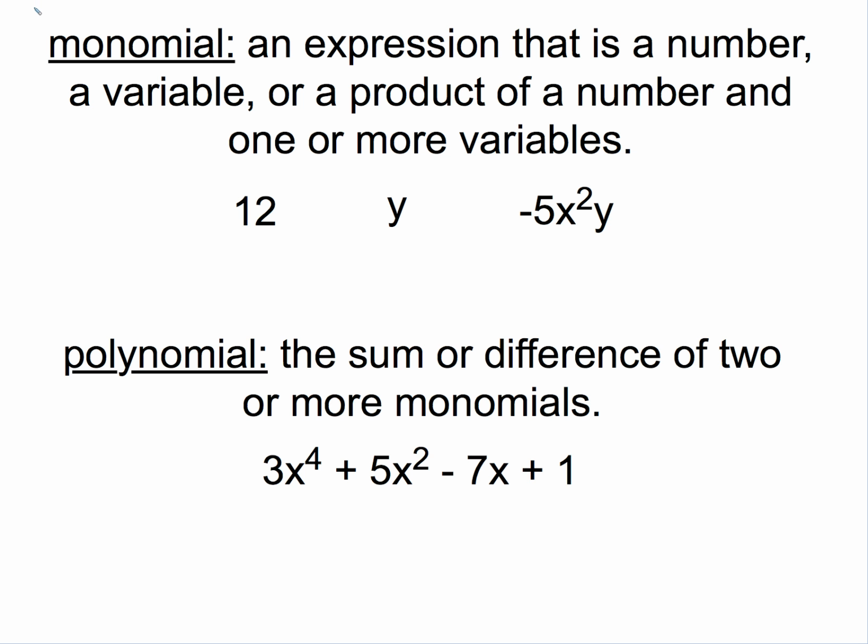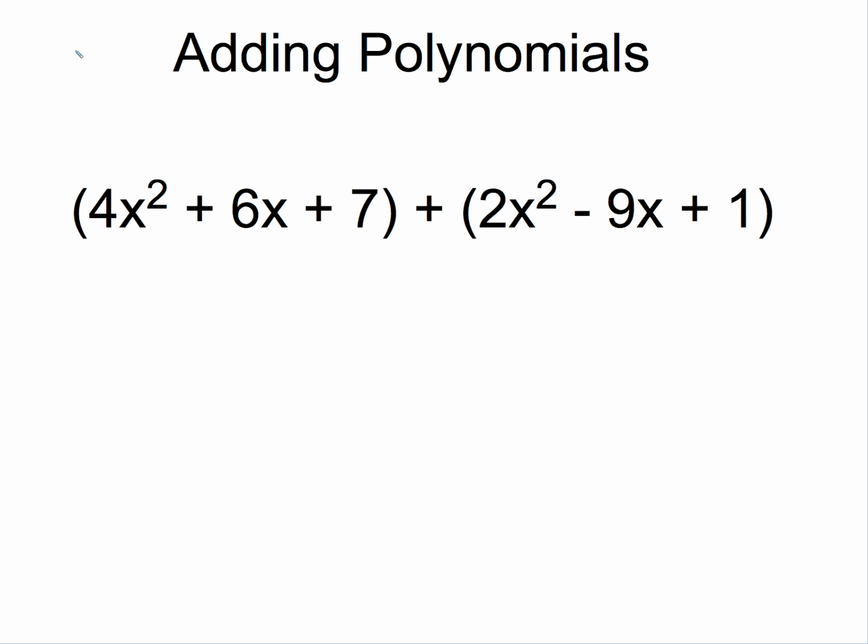It becomes a polynomial when you have a sum or difference of two or more monomials. So here we have 3x to the fourth, 5x squared, 7x, 1. And since we're adding and subtracting all of these, it becomes a polynomial. Okay, so all we're doing today is we're going to add and subtract polynomials.